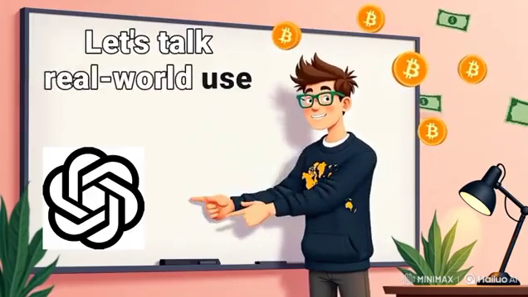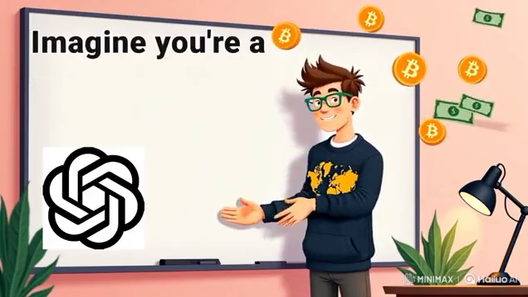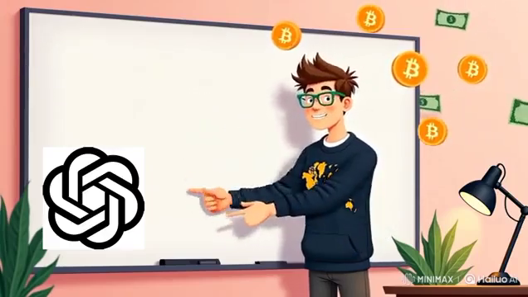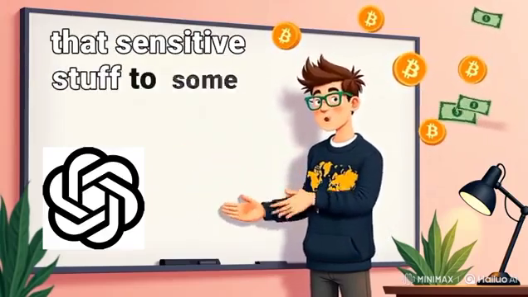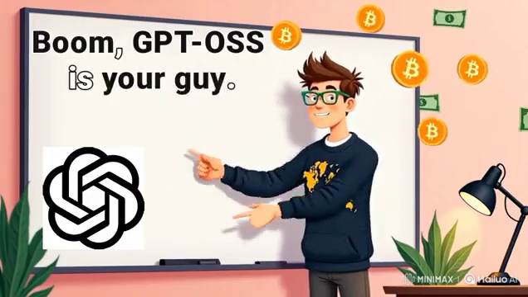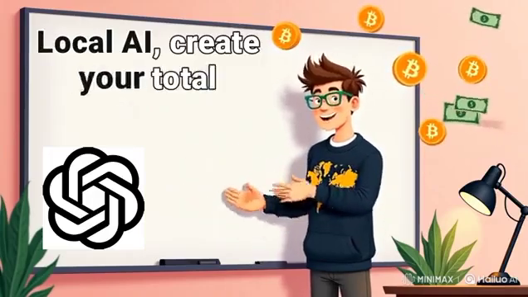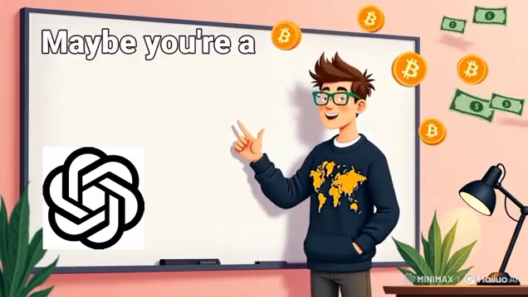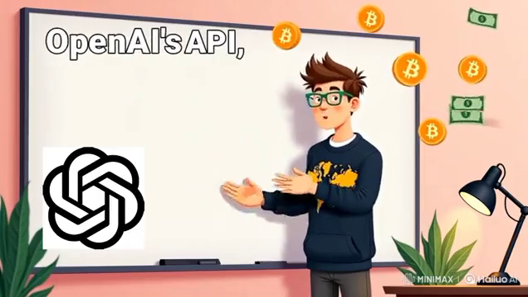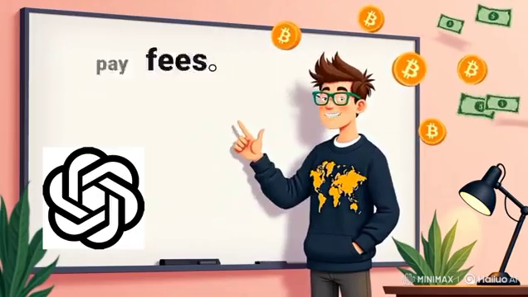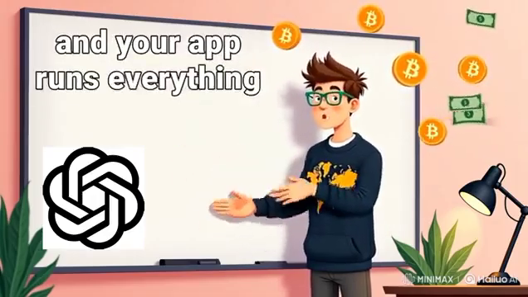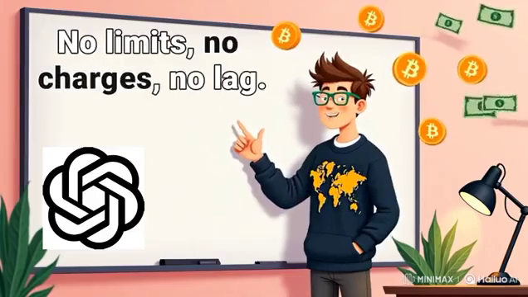Let's talk real-world use cases. Imagine you're a content creator. You want to generate scripts, headlines, ideas, but you don't want to send all that sensitive stuff to some cloud server. Boom, GPT OSS is your guy. Local AI, total privacy. Maybe you're a developer building a smart assistant into your app. Previously, you'd need to call OpenAI's API, manage tokens, pay fees. Now, you just plug in GPT OSS and your app runs everything on device. No limits, no charges, no lag.